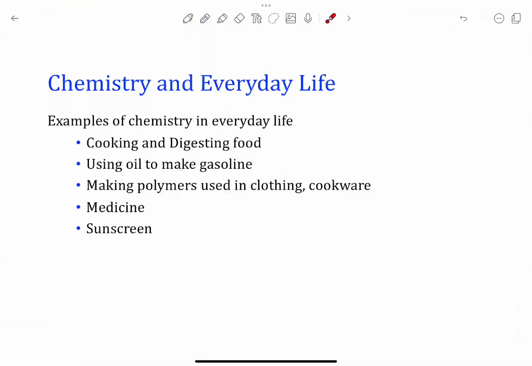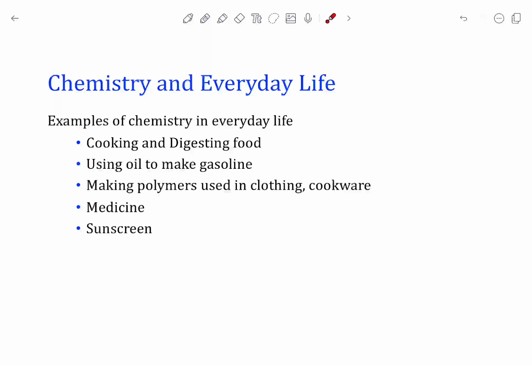For chemistry in everyday life, we see this all the time. For example, when we cook food, or when we're eating that food and digesting it, that's chemistry. If we're driving our cars and using oil to make gasoline, we need the gasoline to drive our cars. That's chemistry. Even the act of using an engine in the car is a type of chemistry. We won't learn about that this semester, but you'll learn about it in general chemistry too. Things like the polymers that make up our clothing and the cookware that we use to cook the food, that all utilizes chemistry.